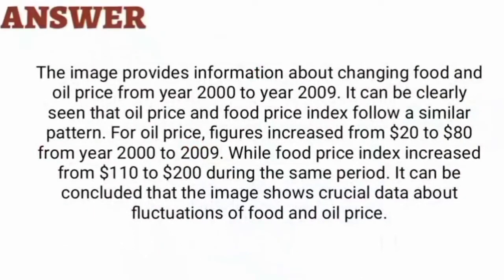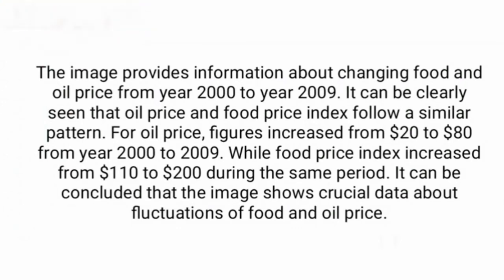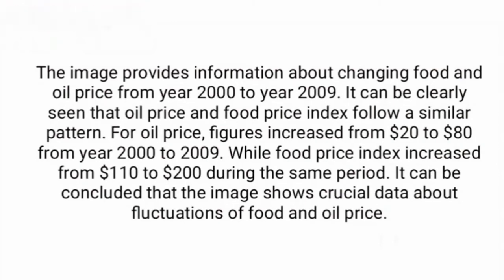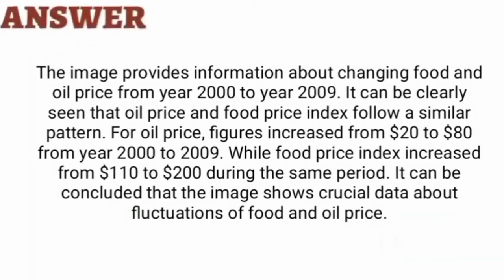The image provides information about changing food and oil price from year 2000 to year 2009. It can be clearly seen that oil price and food price index follow a similar pattern. For oil price, figures increased from $20 to $80 from year 2000 to 2009, while food price index increased from $110 to $200 during the same period. It can be concluded that the image shows crucial data about fluctuations of food and oil price.